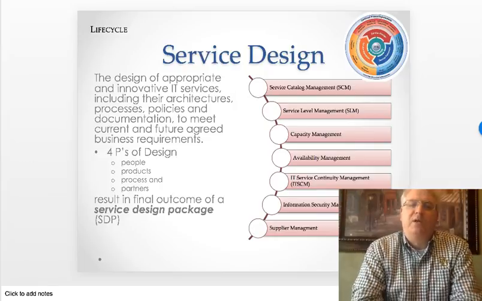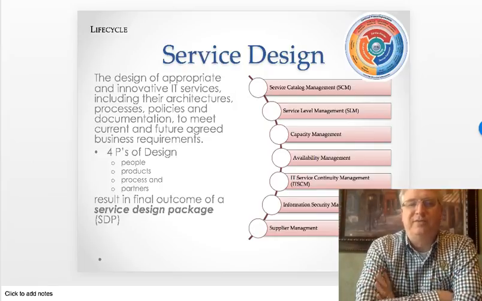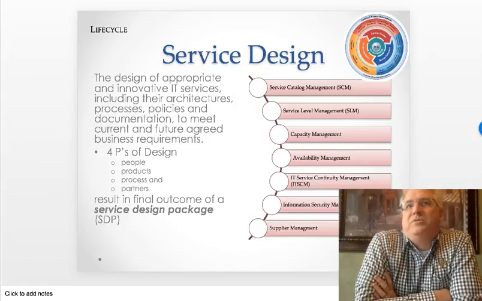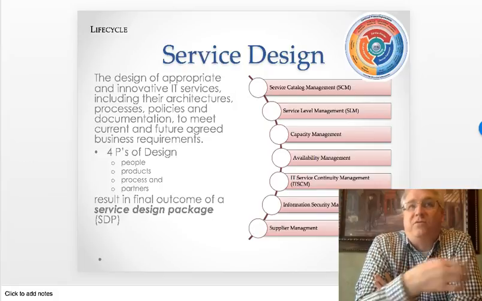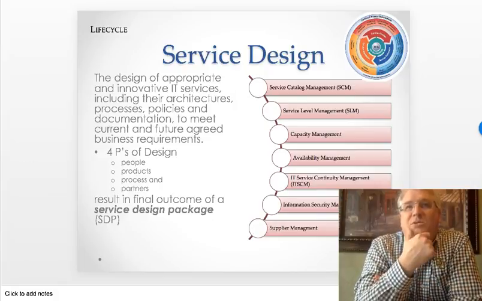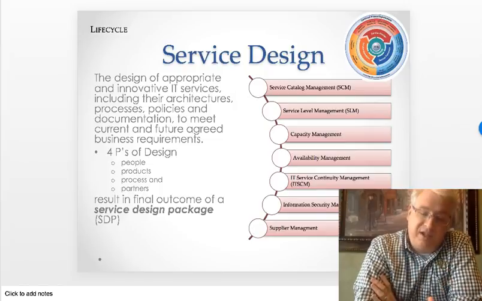And the first one I'll mention something interesting about is service catalog management. Service catalog turns out to be really important. You have to know what services you offer, as we were talking about way back in the first slides, in order to develop a catalog.